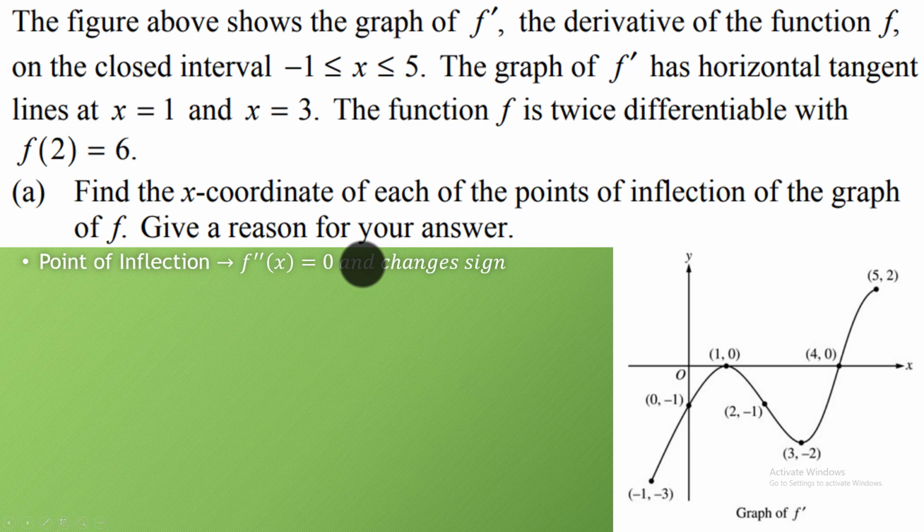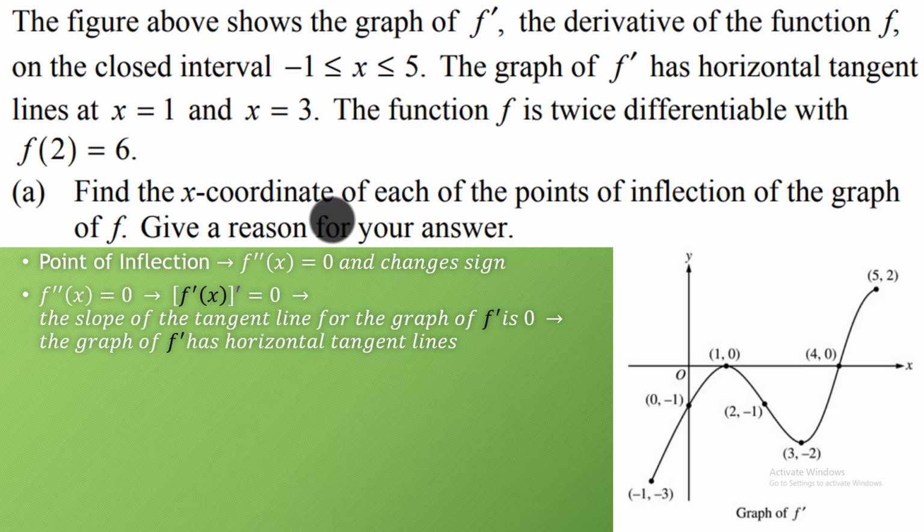Okay, so point of inflection means that the second derivative is 0 and it changes sign from positive to negative. The derivative is increasing to decreasing or decreasing to increasing. So this means second derivative is 0. That means the derivative of the first derivative is 0. But we know another way to say derivative is slopes of the tangent line. So if we start with the second derivative is 0, it means that the derivative of the derivative is 0, but we'll change one of the derivatives to mean slope of the tangent lines.